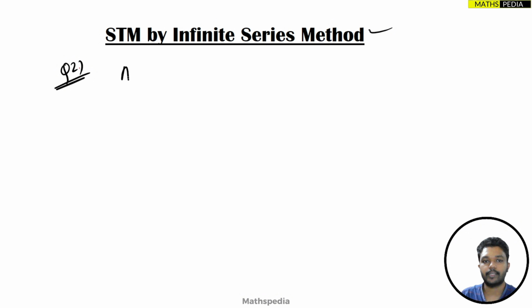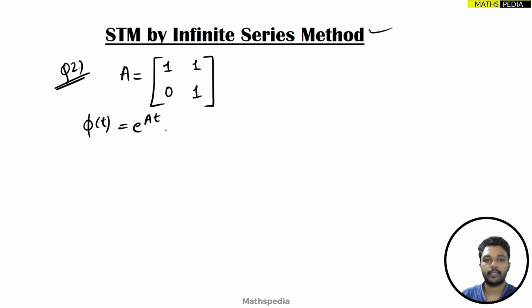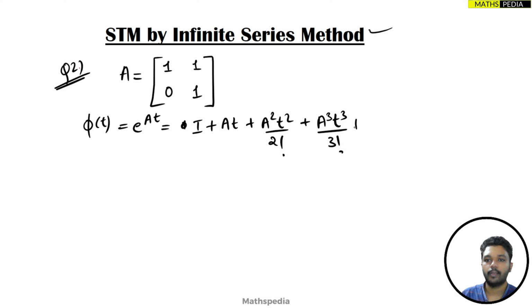So the A matrix is given as a 2 cross 2 matrix, 1 1 0 1. We need to find the STM using the infinite series method. The basic thing is that we need to find phi of t, which is e power At, the state transition matrix, equal to the identity matrix I plus At plus A square t square divided by 2 factorial plus A cube t cube divided by 3 factorial plus so on.